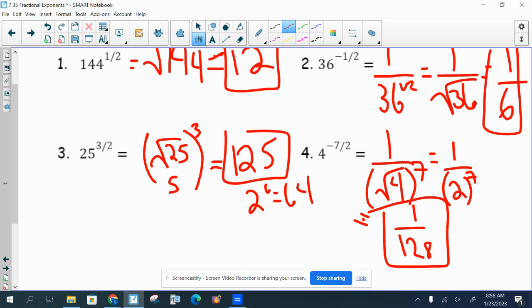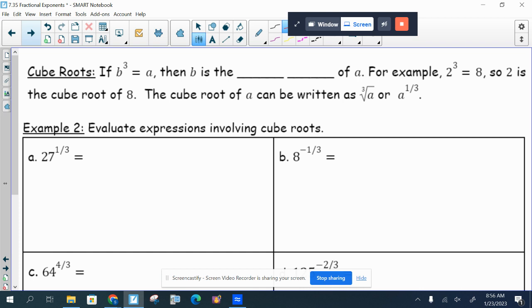So we just did cube roots. Guess what the next page is? Or no, we just did square roots. Okay. The next page is cube roots. So if b to the 3rd power equals a, then b is the cubed root of a. So cubed root goes in the blank.